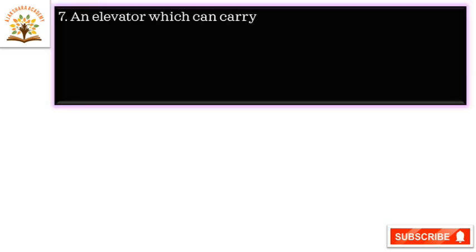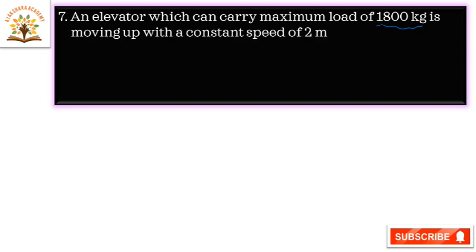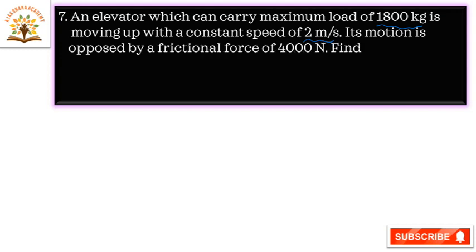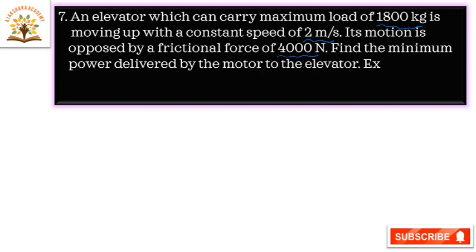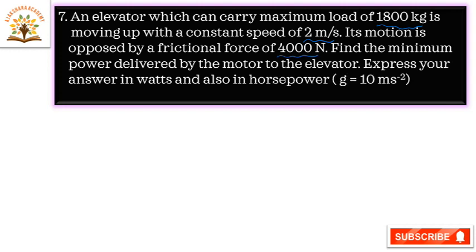An elevator which can carry maximum load of 1800 kg is moving up with a constant speed of 2 meters per second. Its motion is opposed by frictional force of 4000 newtons. Find the minimum power delivered by the motor to the elevator. Express your answer in watts and also in horsepower. Here they given g is equals to 10 meter per second square. Now let us go to the solution.